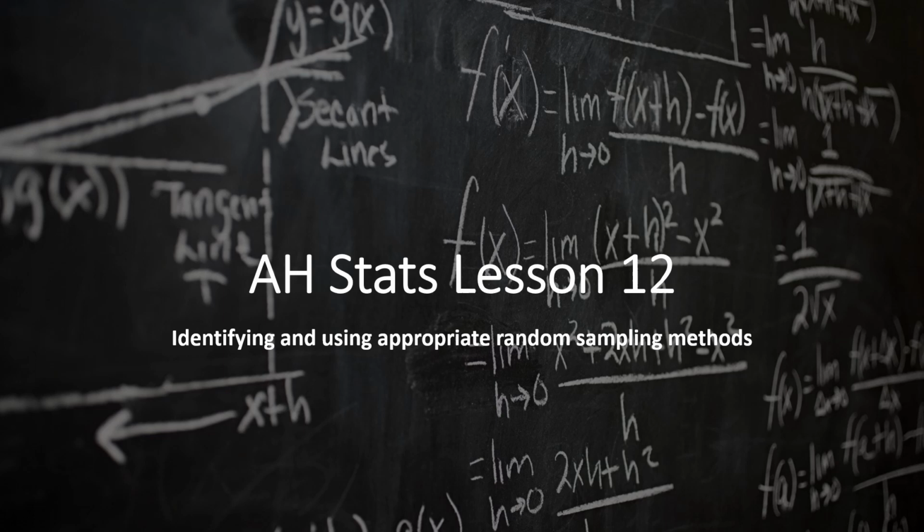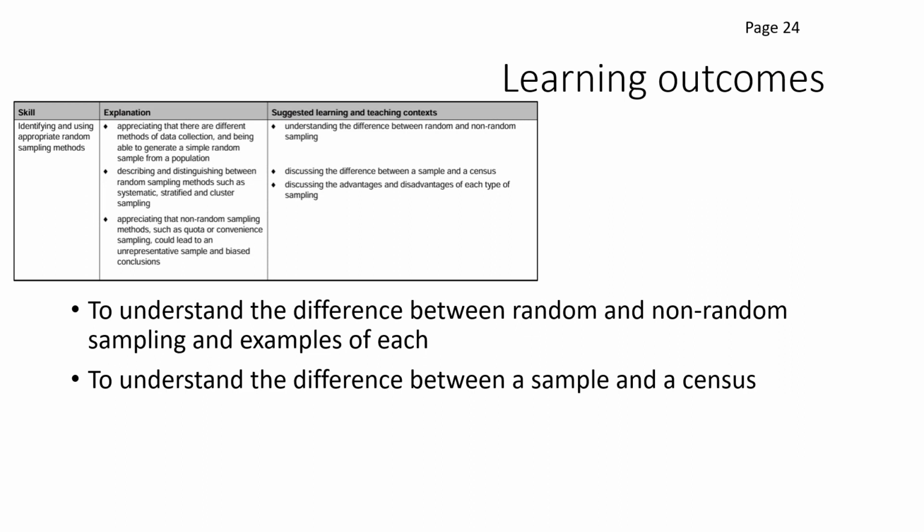In this lesson, we'll be identifying and learning how to use appropriate random sampling methods. You will find this skill on page 24 of the Advanced Higher course spec. By the end of this lesson, you should understand the differences between random and non-random sampling and give examples of each. And you should also understand the difference between a sample and a census.